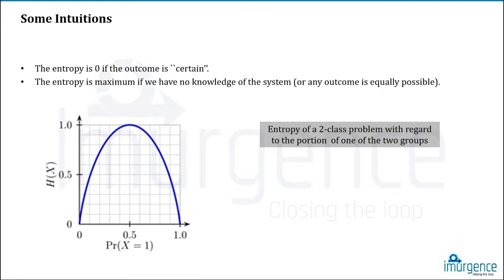Now this is from the fundamental understanding perspective. When you're looking at the screen, you're getting an X versus a Y. So probability that X is equal to 1, and on the Y axis you have the function h of X, right, which is nothing but the entropy. So you're measuring it from 0 to 1 on that scale, and 0 to 1 on this scale as the probability of X being 1. So you're seeing a bell-shaped structure over here, right? So at 2 points, that is at the start 0 and at the end 1, the entropy goes towards 0. At 0.5 the entropy is maximum, if we have no knowledge of the system, or any outcome is equally possible.